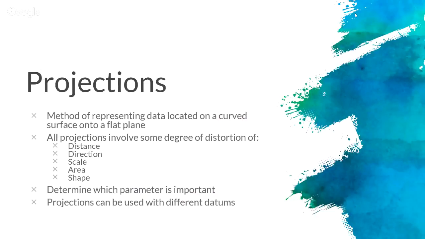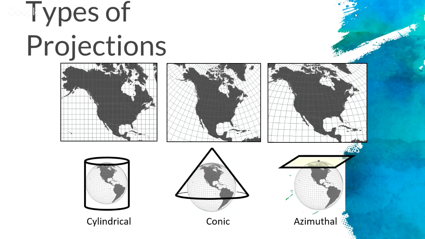So when we put that three-dimensional Earth into a flat coordinate system, we look at quite a few different things, such as distance, direction, scale, area, and shape. And you want to pick the best coordinate system for what you're trying to analyze or what you're trying to show. So there are three most common types of projections. We have our cylindrical, conic, and azimuthal.